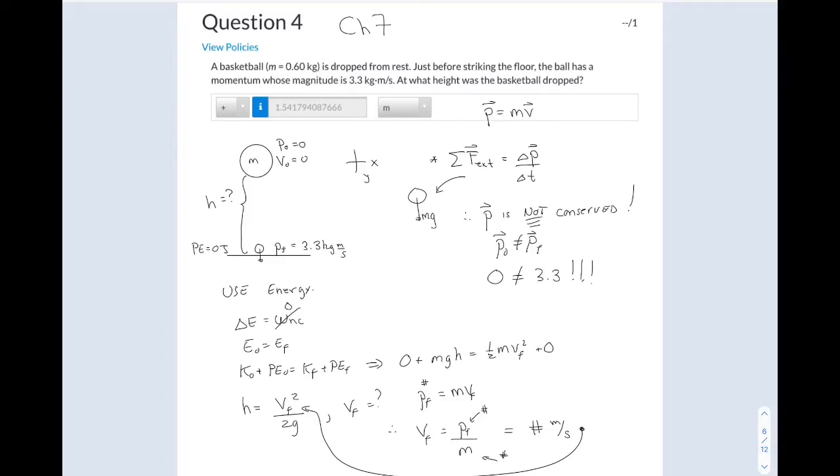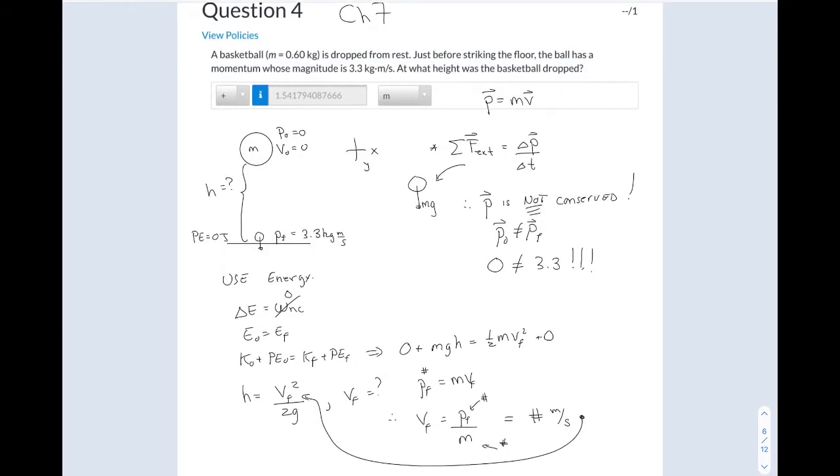Okay, I want to go over a few homework questions from chapter 7 and look at how we apply the principles of momentum, and we'll also apply the principles of energy from the previous chapter. In this one, we have a basketball dropped from rest, initial velocity 0, and right before it hits the floor, they give you the momentum in magnitude. I chose this coordinate system, downwards positive, so my momentum when it hits the ground is positive 3.3. And they want to know what height it was dropped from.